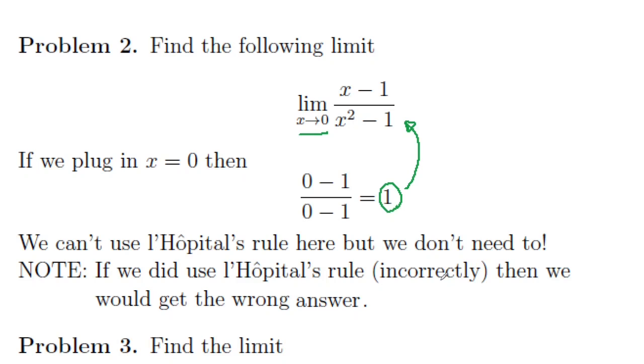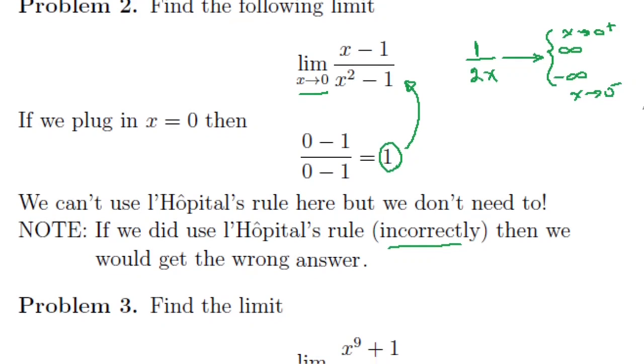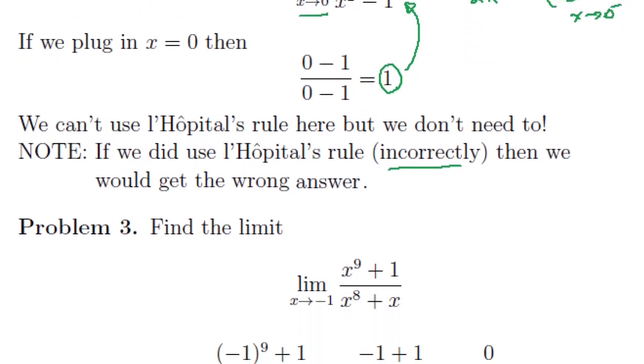If we did apply L'Hopital's rule incorrectly, because it requires an indeterminate form, then we would get the wrong answer, because the numerator would have a derivative of 1, the denominator would have a derivative of 0, and this would approach infinity if x goes to 0 from the right, and it would approach minus infinity if x went to 0 from the left. So there would be no limit in this case. At least L'Hopital's rule would suggest that there is no limit, and that would be, of course, the wrong answer.